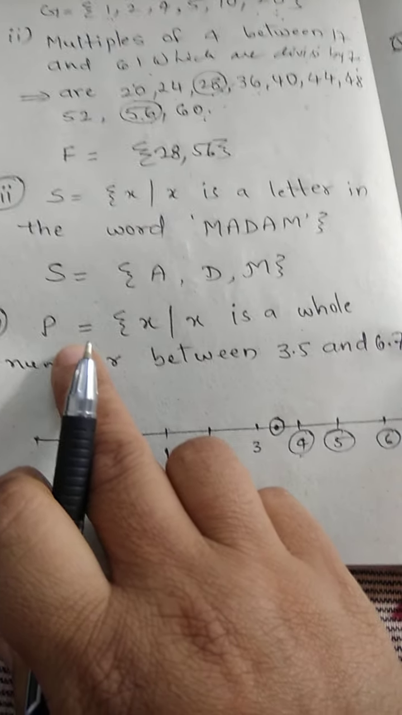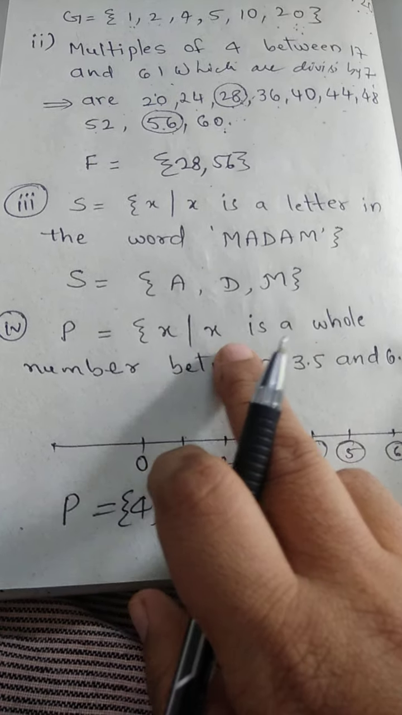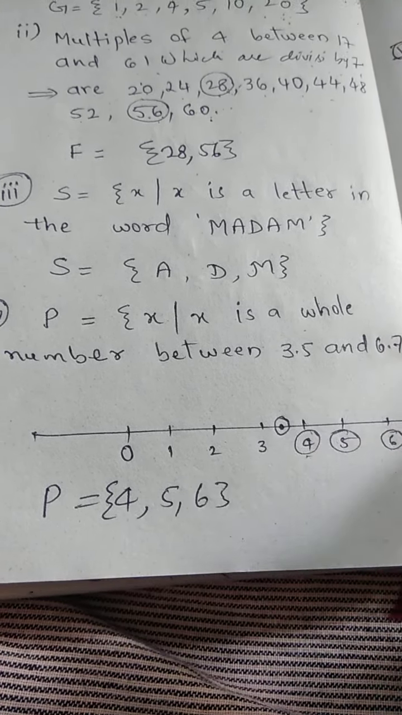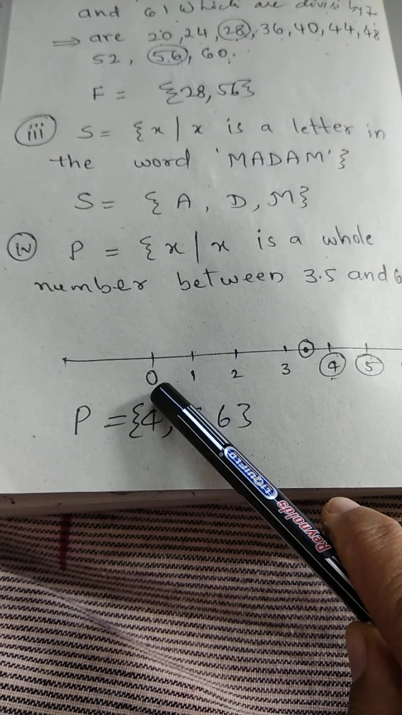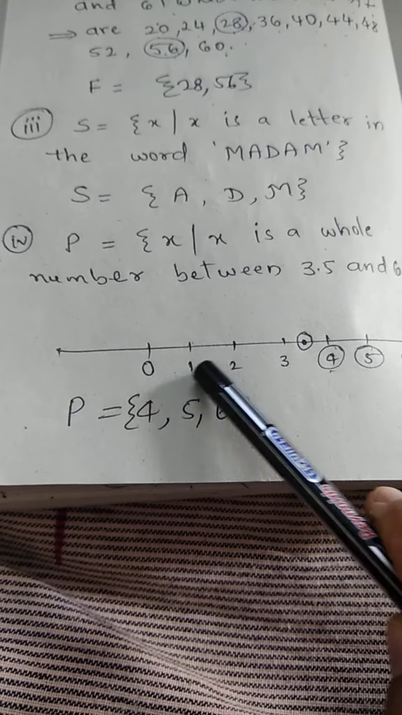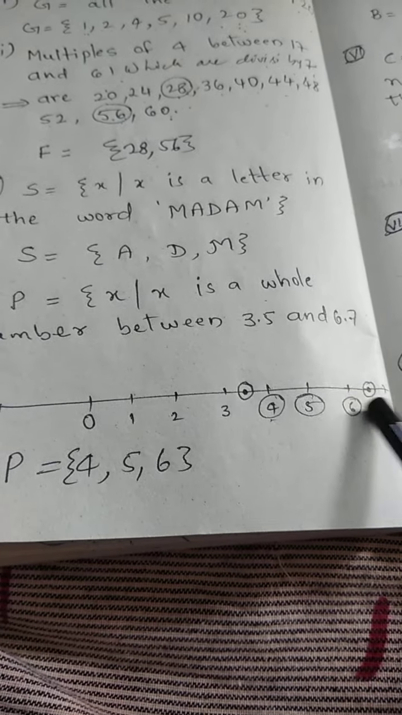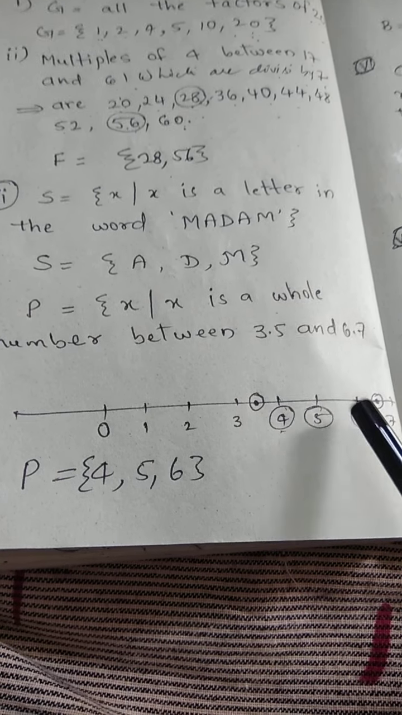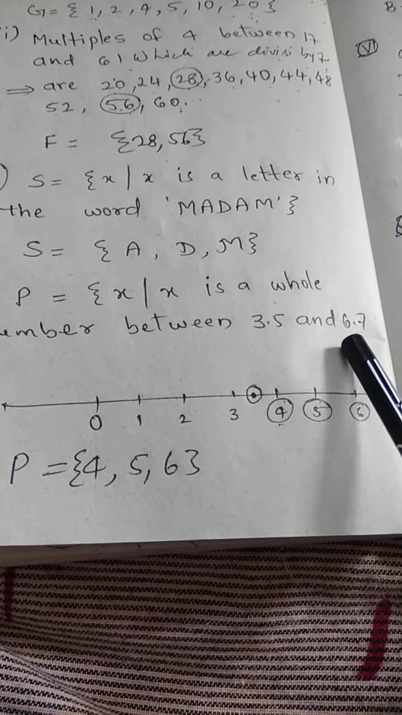Now the next question is set P, where x is a whole number between 3.5 and 6.7. You know about whole numbers? Whole numbers start with 0: 0, 1, 2, 3, 4, 5, 6, 7. They are whole numbers. Now I have drawn this number line to show you the whole numbers between 3.5 and 6.7.